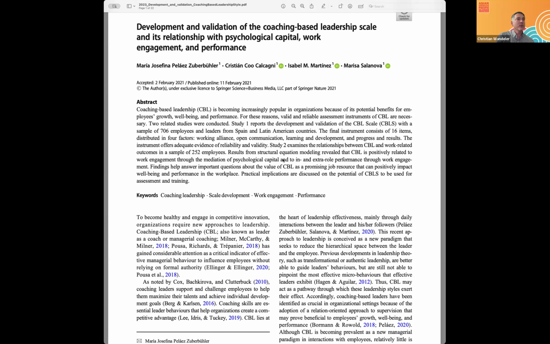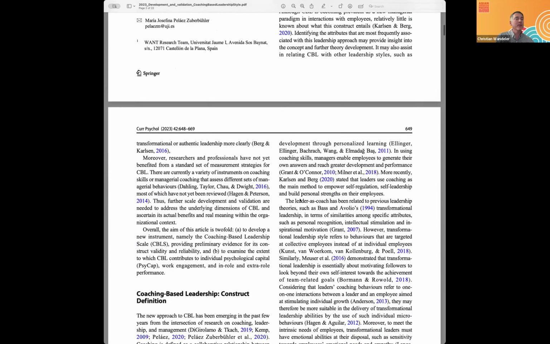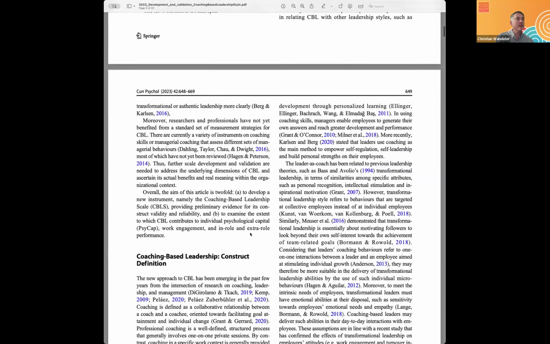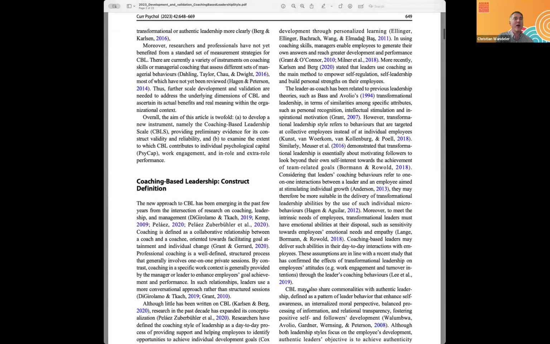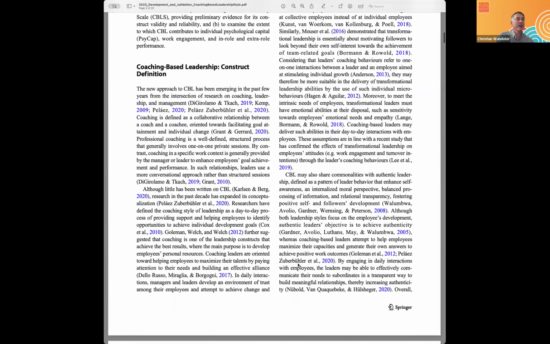And then, okay, the results from structural equation modeling reveal that CBL is positively related to work engagement, through the mediation of psychological capital, and to in-role and extra-role performance. Okay, interesting. Findings help answer important questions about, right? Whatever it is. So now, see, I would probably just kind of skim this to see what theories they cite.